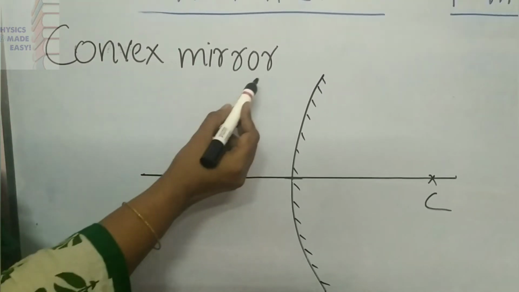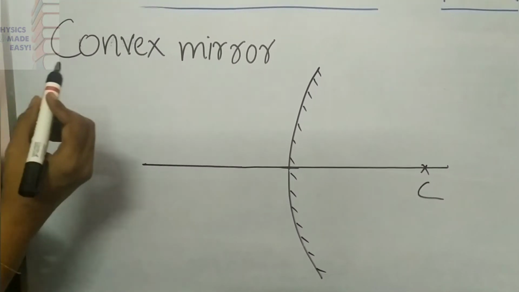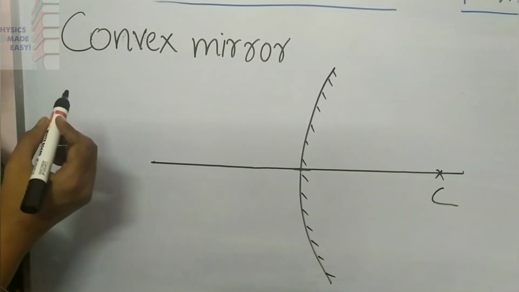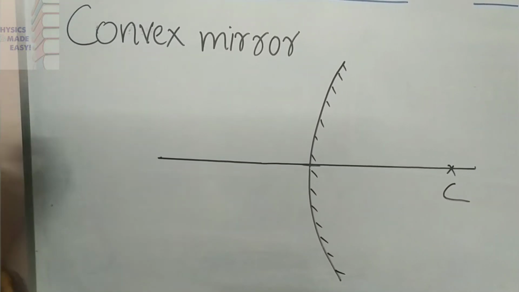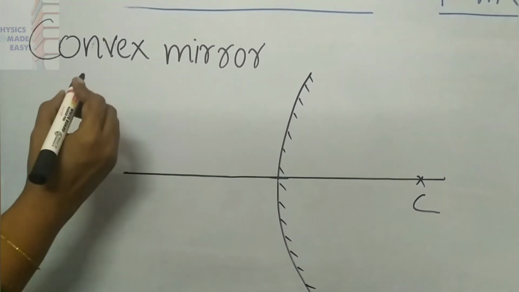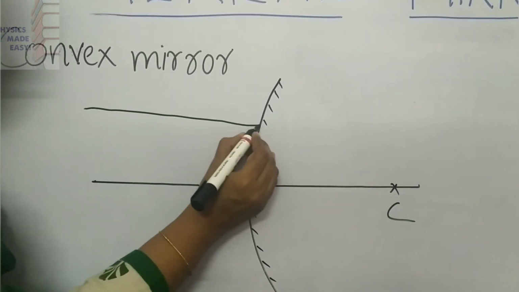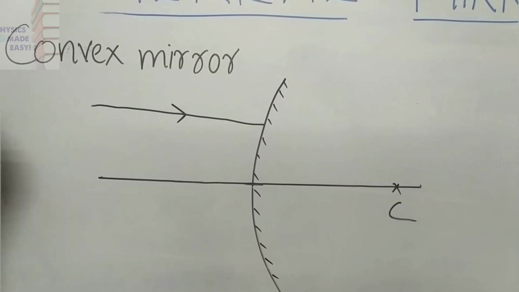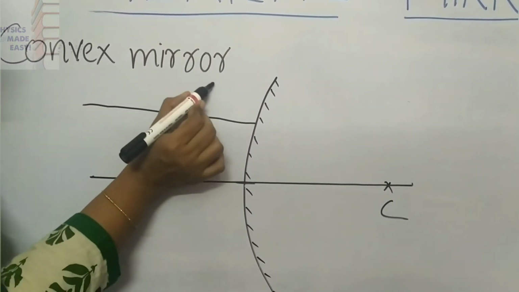Listen children, here you can see a convex mirror. If the sun rays, the parallel rays, are falling on this, what will happen? Here also we are considering that the object is at infinity, and the ray is parallel to the principal axis. This is the incident light that is parallel to the principal axis. After reflection, what will happen to the ray?